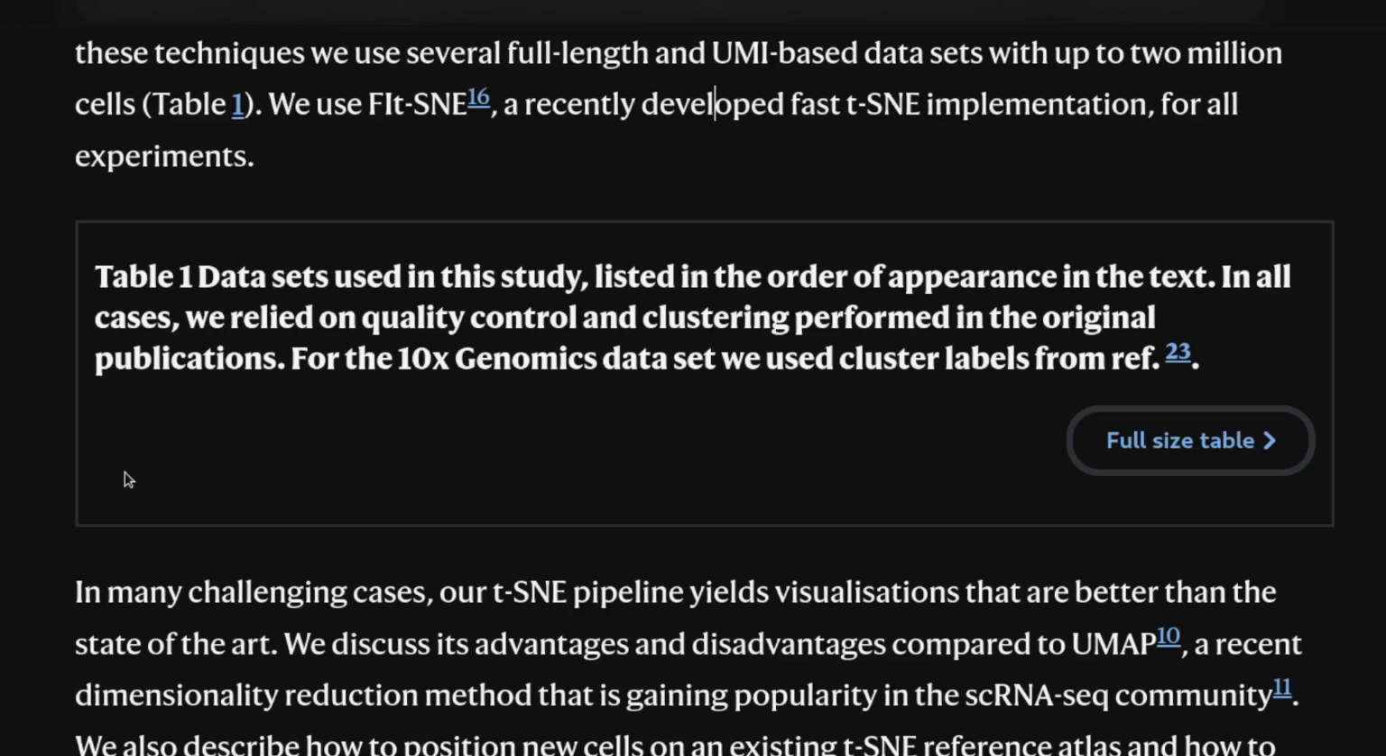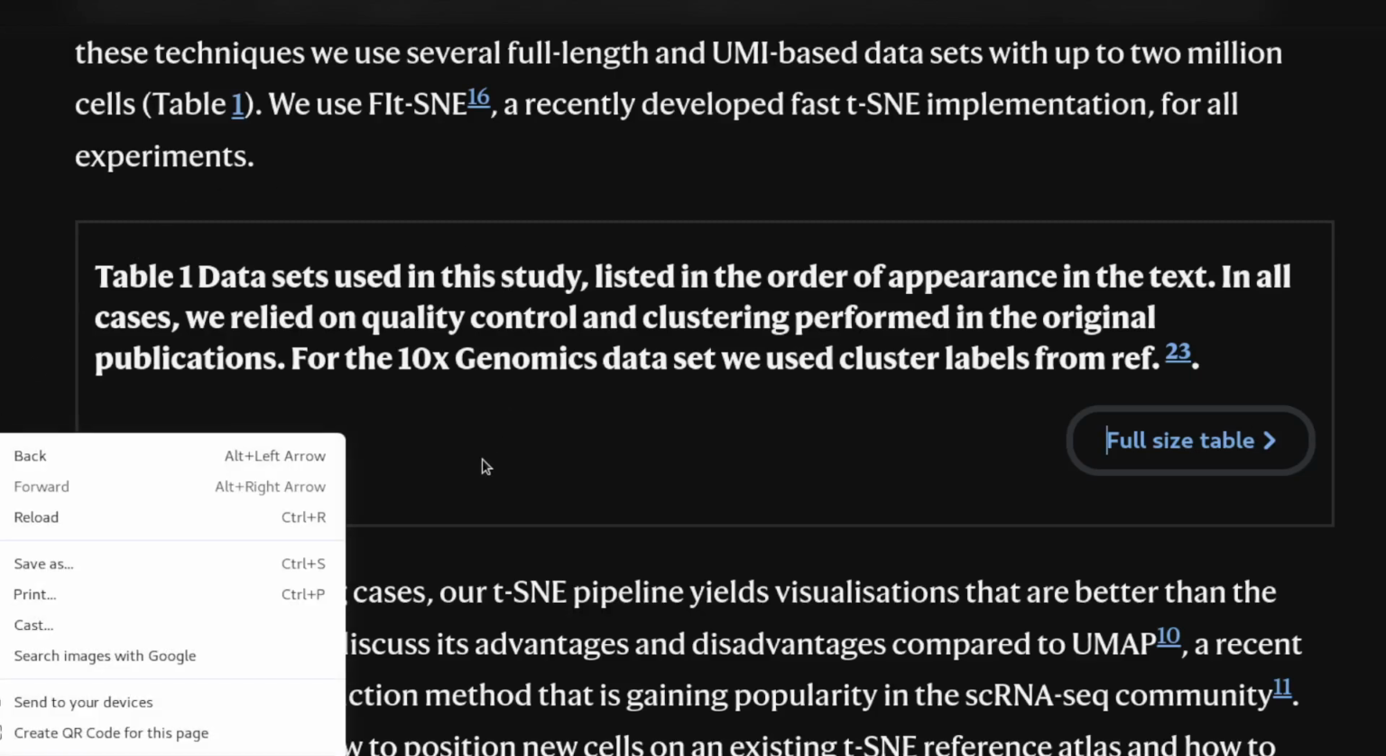We discuss its advantages and disadvantages compared to UMAP 10, a recent dimensionality reduction method that is gaining popularity in the RNA-seq community 11. We also describe how to position new cells on an existing t-SNE reference atlas, and how to visualize multiple related datasets side by side in a consistent fashion.